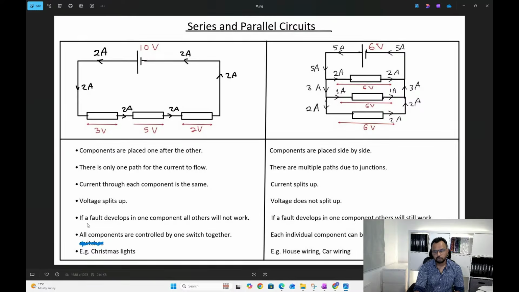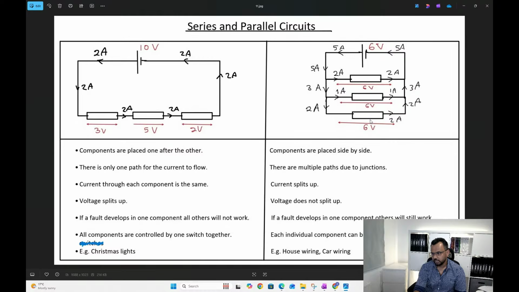So if a fault develops in one component, all others will not work. Now think about it. If this resistor got damaged, there was only one path and that is gone. Now what happens? It will not work. Whereas here, if the top path is damaged, well, there will be no current in that, but the other two will still work. That's that one.